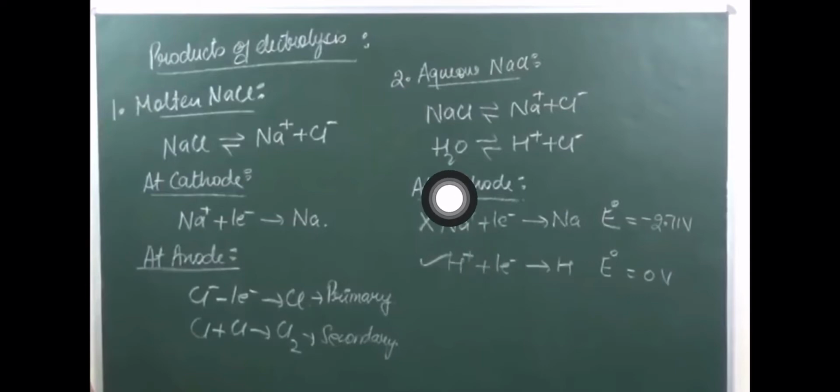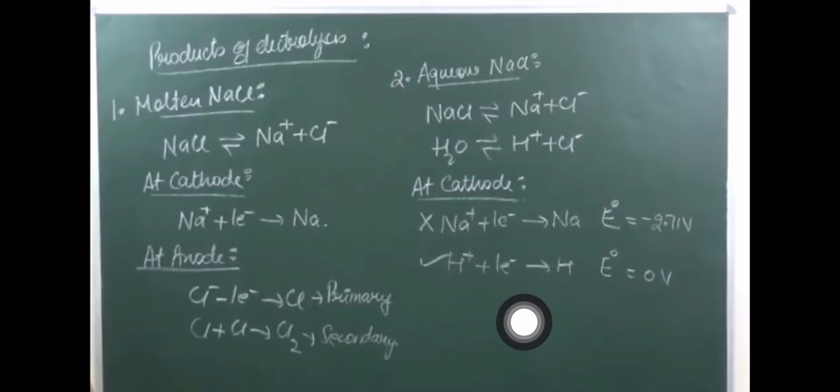At the cathode, two possibilities will be there, no? Because at the cathode we know positive ions will be there and electrons will be gained. So there are two positive ions, Na+ and H+. If Na+ is there, it will gain one electron and become Na. If H+ is there, it will also gain one electron and form H. But it is not possible at the cathode that two things are formed at one time.